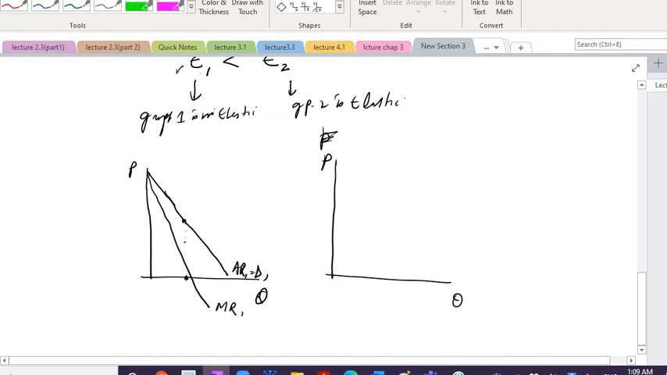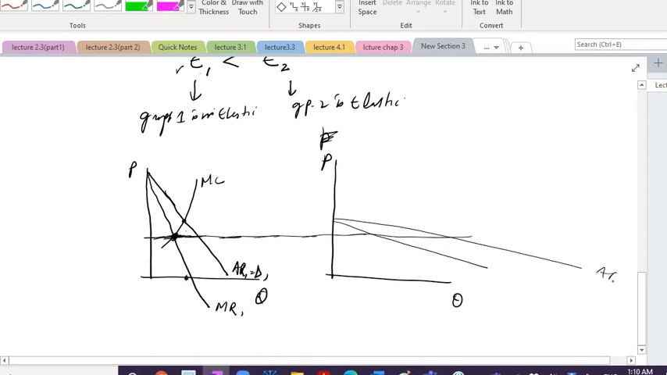ठीक है जी. और इसके हिसाब से सपोज करें MC1 ये है. ठीक है जी, MC1. इसी तरह से हम दूसरा बनाते हैं. एज आई टोल्ड यू कि ये जो है ना, AR2, MR2, MC2. ठीक है जी. So what is the point where MR is equals to MC?